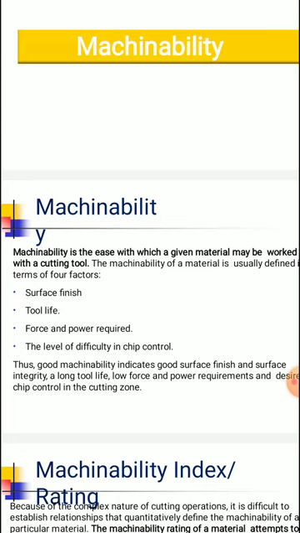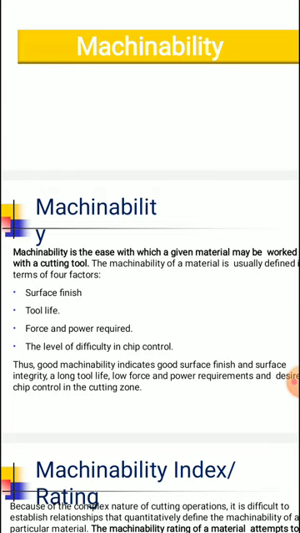The final one, the fourth thing, is the level of difficulty in chip control, chip formation, the wastage material formation, or the remaining parts of the chips that are formed when we carry out certain operations over a material.